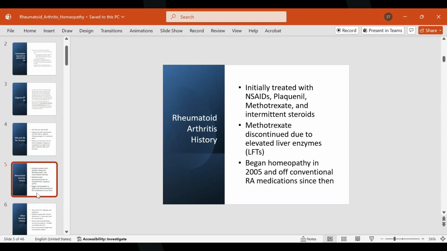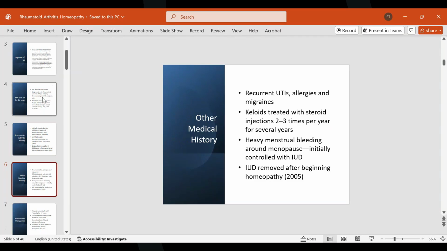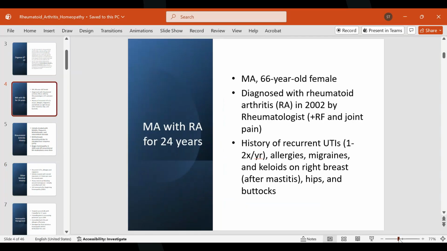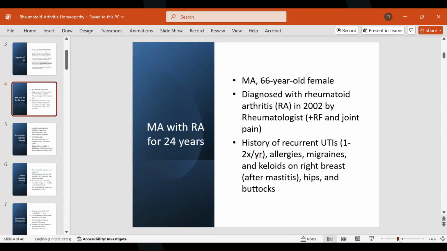Yeah. 4, 5, 6. Okay. Yes. It's moving, okay. We can make it a little bigger. So we're back on slide 4 with the signalment. There you go.